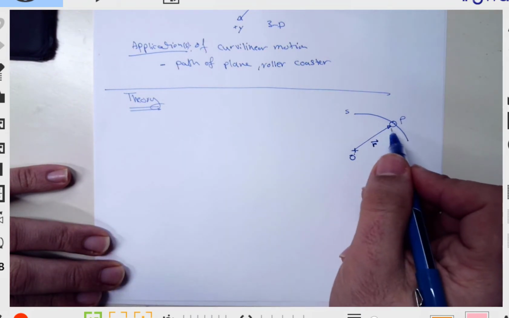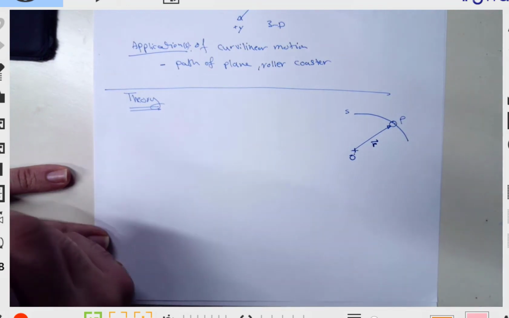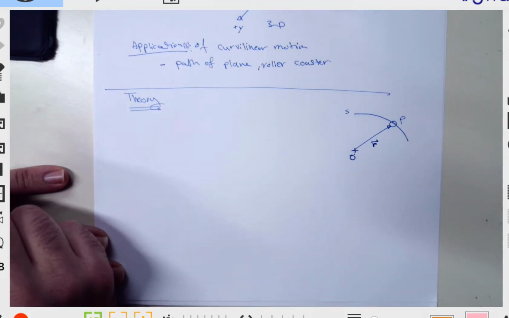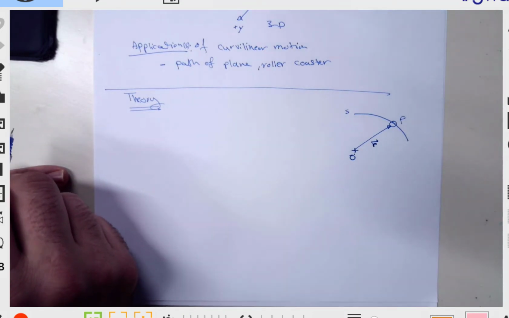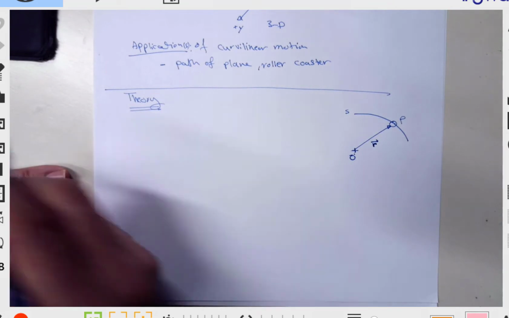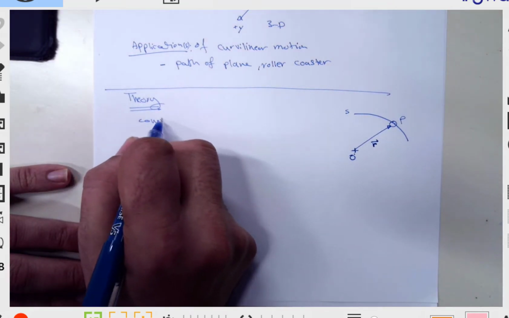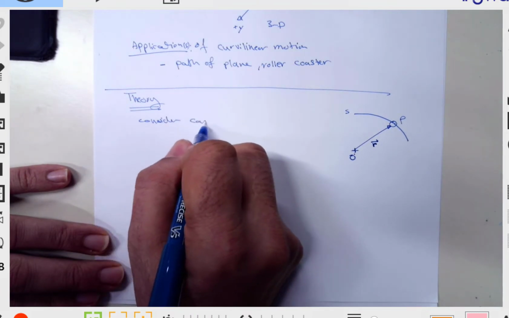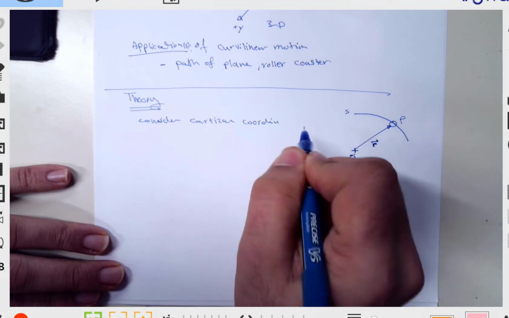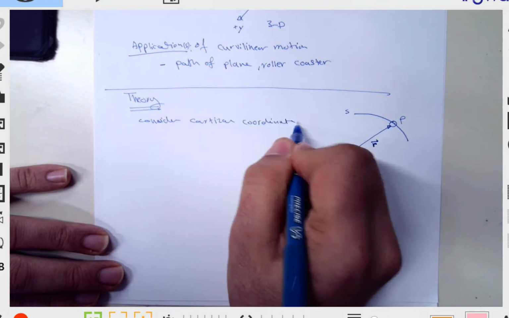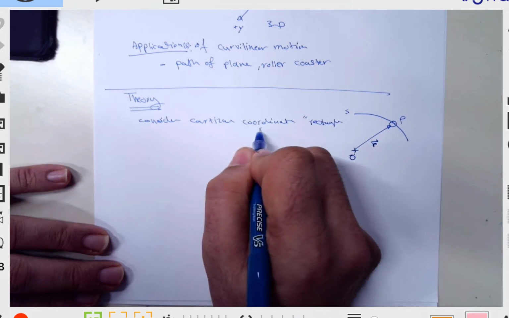So if this is 2D, then the vector has two components, x and y, assuming that we are using the Cartesian coordinate. If it's in 3D and we are using Cartesian coordinates, then we can describe this in x, y, and z. So what is it? So consider Cartesian coordinate, which we call also the rectangular components.